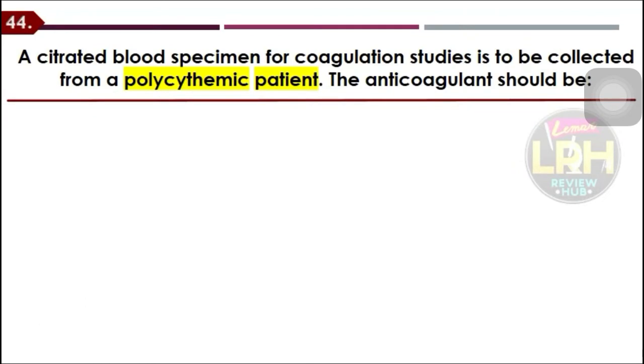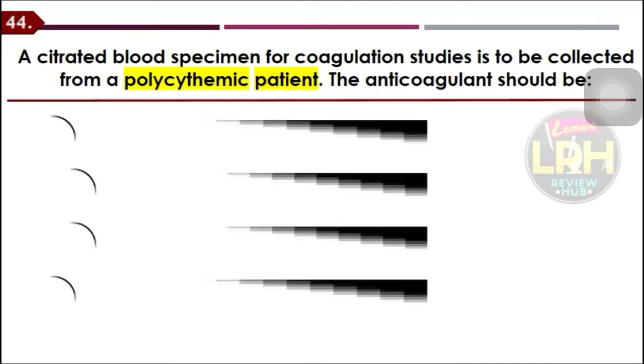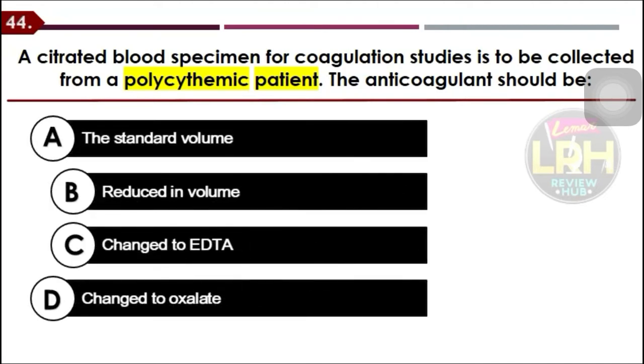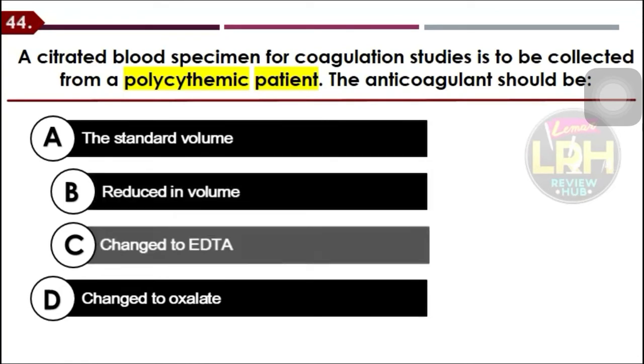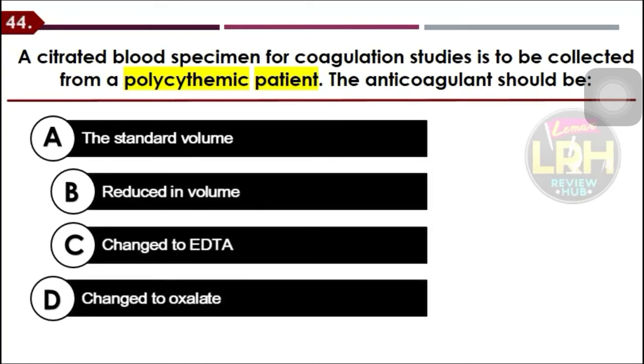For number 44, a citrated blood specimen for coagulation studies is to be collected from a polycythemic patient. The anticoagulant should be: letter A, the standard volume; letter B, reduced in volume; letter C, changed to EDTA; or letter D, changed to oxalate. Take note, that's a polycythemic patient. Correct answer is letter B, reduced in volume.